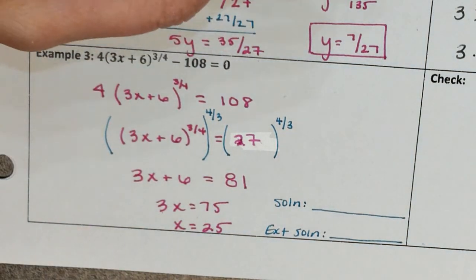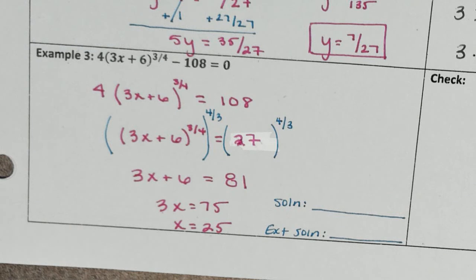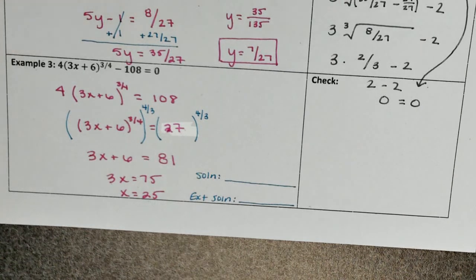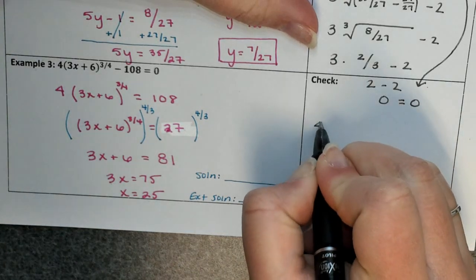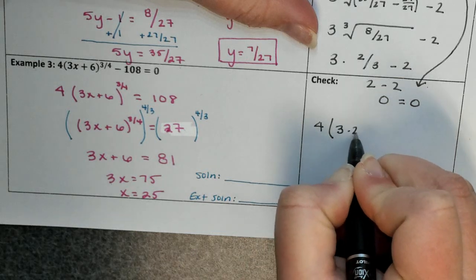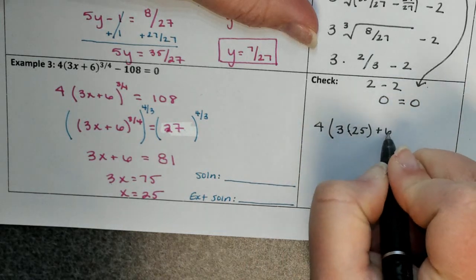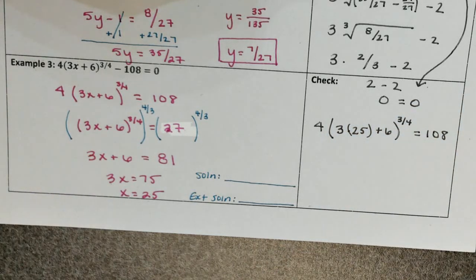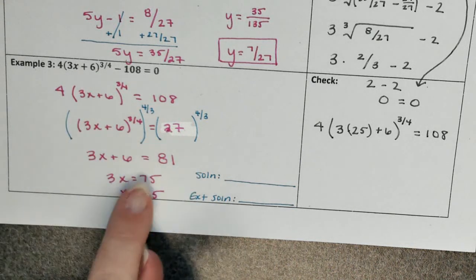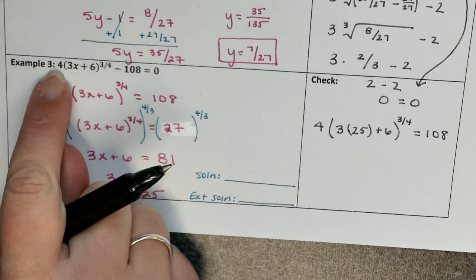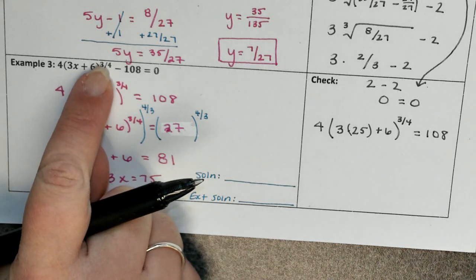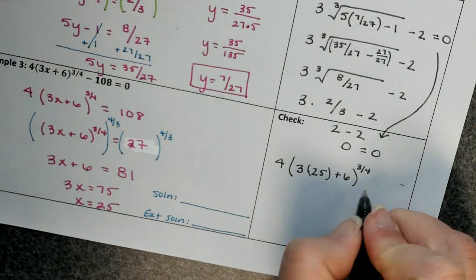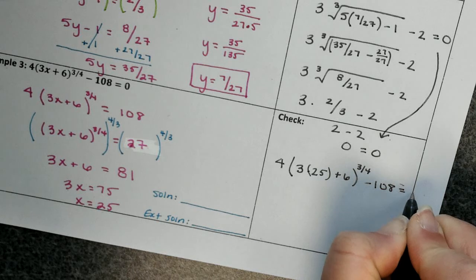Now we have to decide, is this going to go on the solution or the extraneous solution line? So we go over here to where we're going to check. 4 times (3 times 25 plus 6) to the power of 3/4 is supposed to equal 108. All I did was put x in up here to this equation. 4 times (3 times x plus 6) to the power of 3/4 minus 108, sorry. Not equals 108. Equals 0.